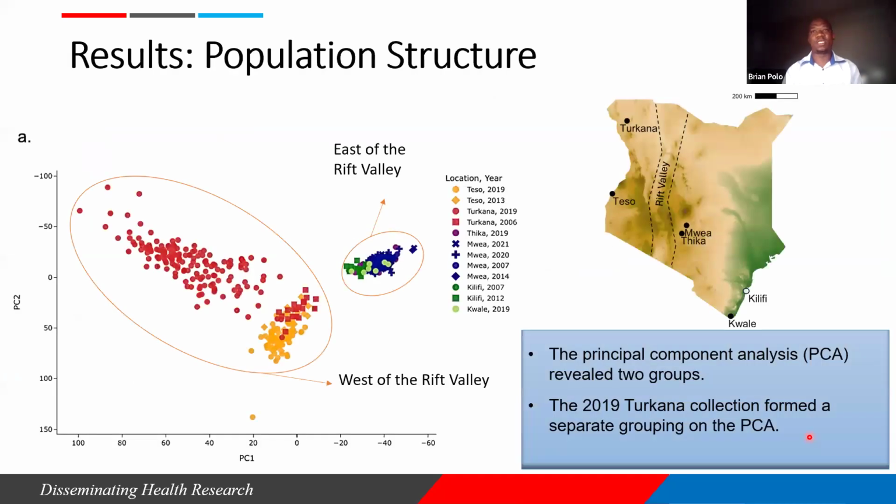Looking at the population structure, we did a principal component analysis using 100,000 biallelic SNPs in a window on a region free of polymorphic inversion, on chromosome 3L. The PCA revealed two major groupings. The first group was samples from the east of the Rift Valley, which includes Mwea. As you can see in the map, east of the Rift Valley we have Mwea, Thika, Kilifi, and Kwale. The second group indicates samples that were collected from the west of the Rift Valley, that is Teso and Turkana. We also note that in 2019, the Turkana collection formed a very separate grouping that spread out quite widely.